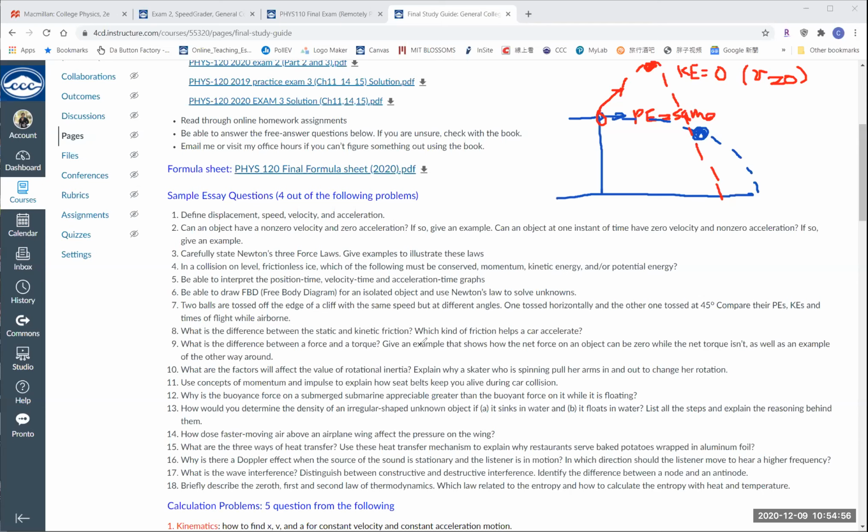How can the net force on an object be zero while the net torque is not?